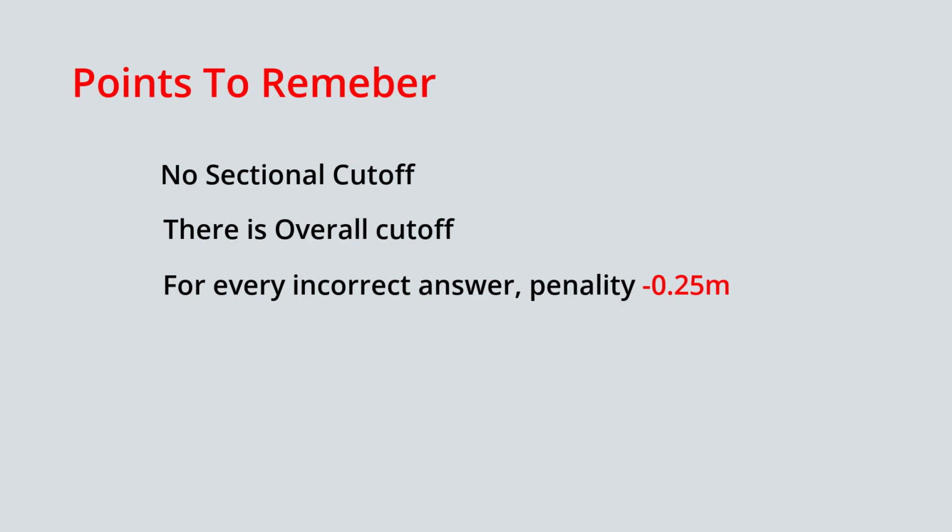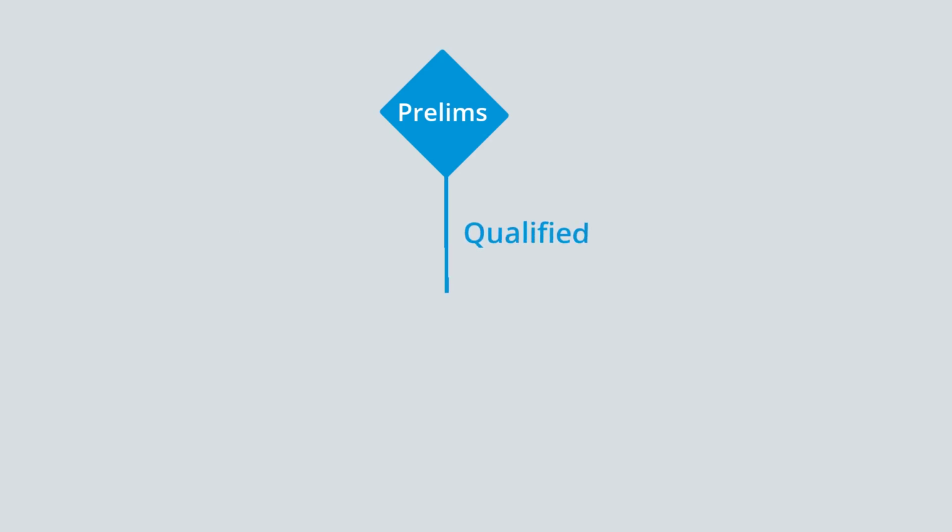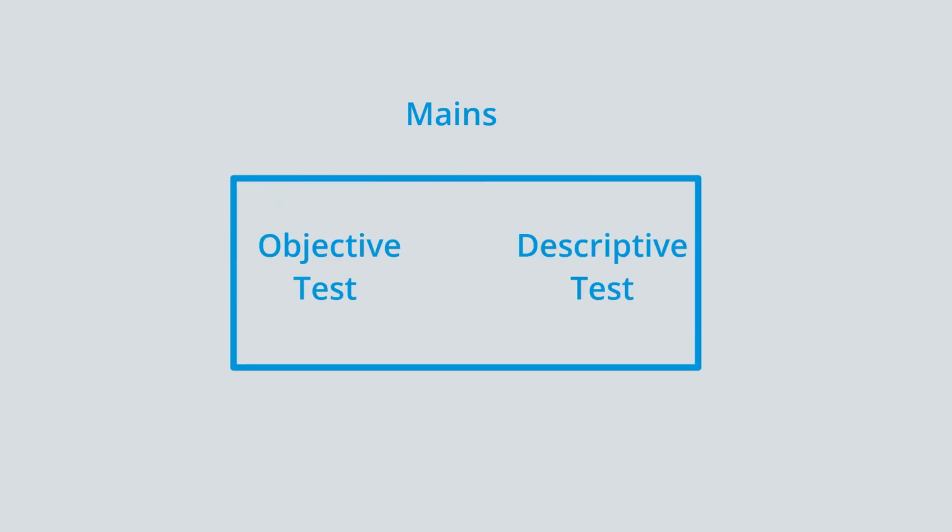So remember, the descriptive paper, which is of 50 marks, is compulsory to attempt. Here you need to understand that if you qualify prelims, then you will be allowed to write the mains. And in the mains, you have objective test and descriptive test. Descriptive paper will be corrected only if you meet the criteria of objective test, which means you need to get the qualifying marks of objective test. Then only the descriptive paper will be corrected.